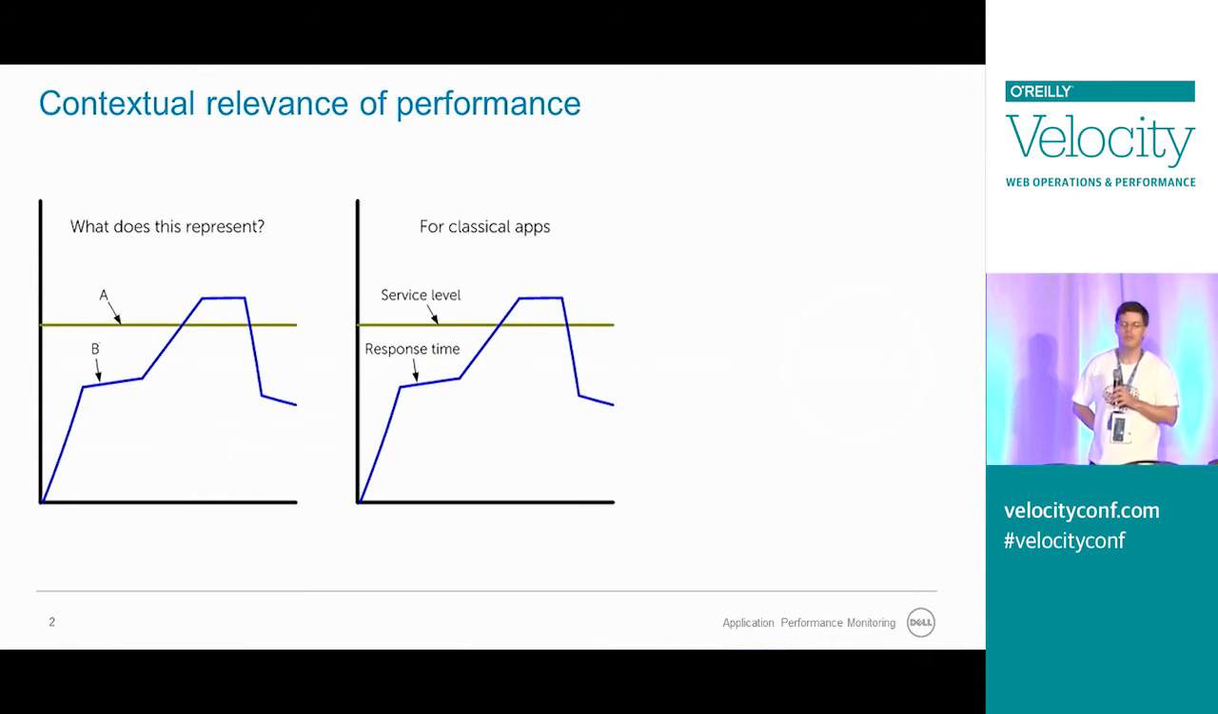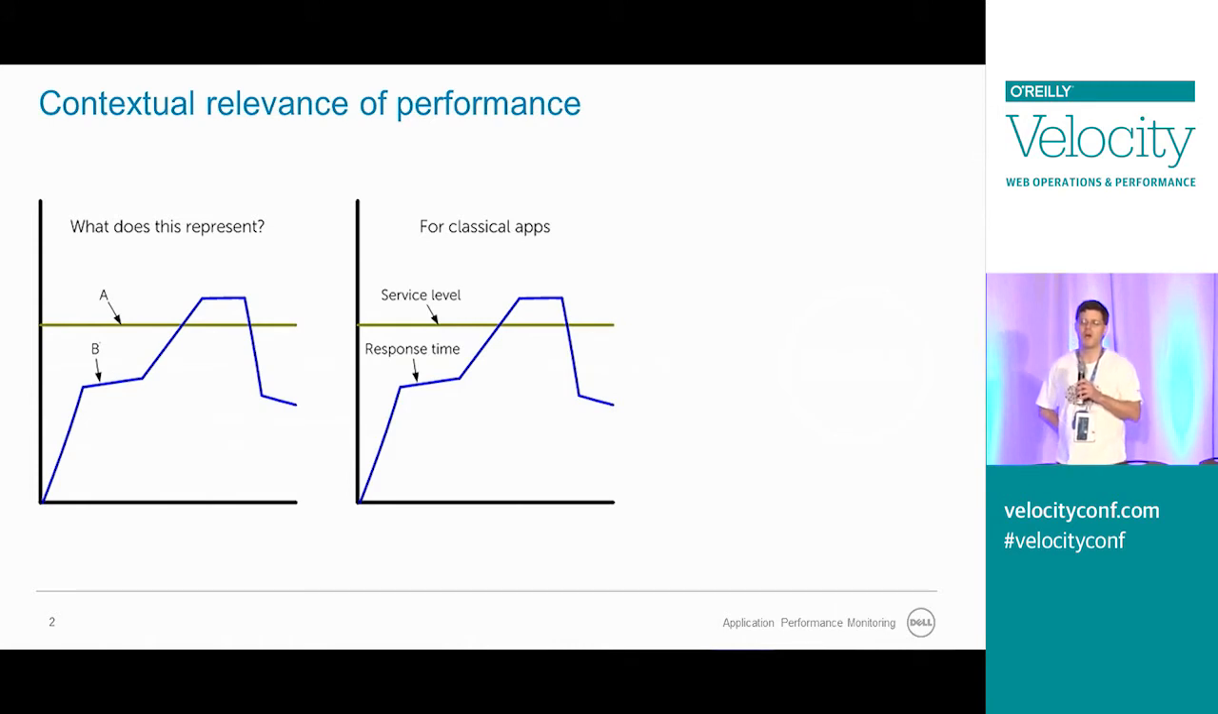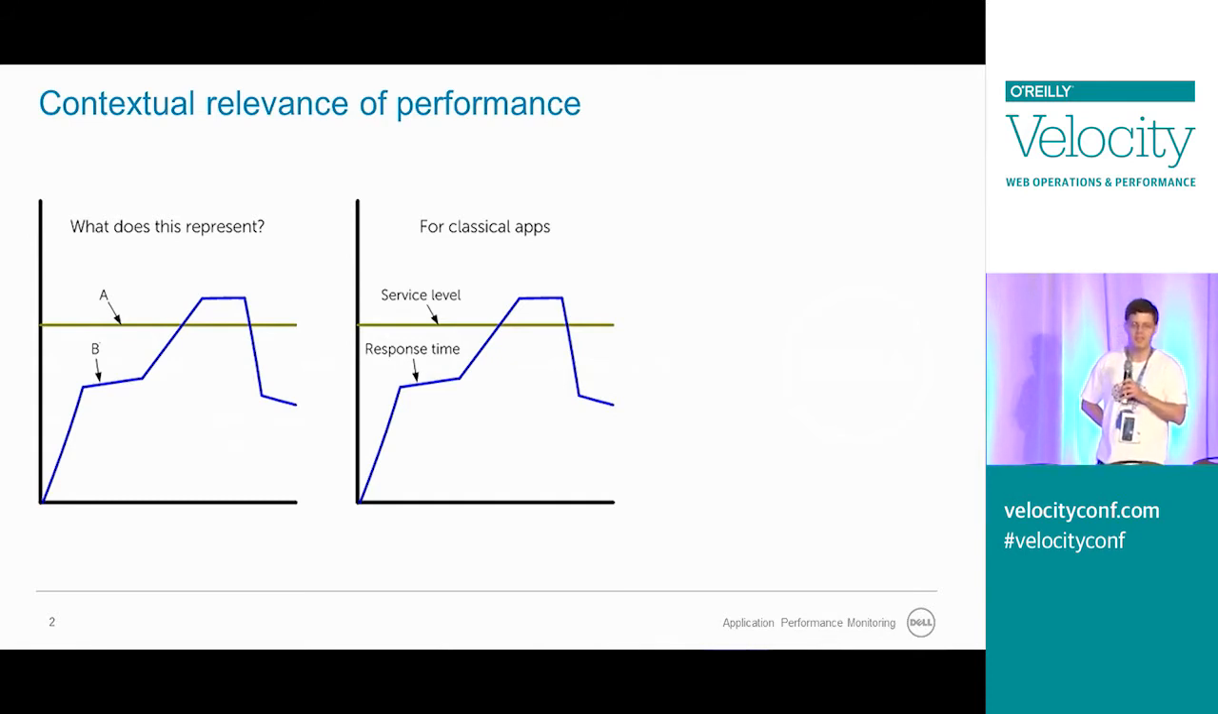The first context would be a classical application. This would be an application that has a relatively static amount of infrastructure running your application. The intent for most of our customers running this kind of infrastructure is that the business wants to define a service level, and then from the technology side, we want to measure how often we meet that service level. Because we have a fixed amount of infrastructure, we're going to see a response time that varies over time. This would be the natural kind of curve that you would see for a classical application.